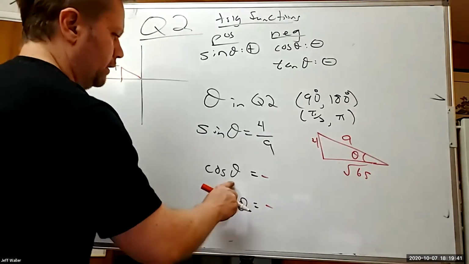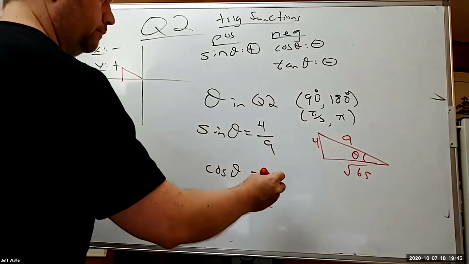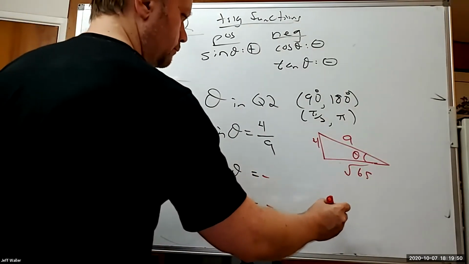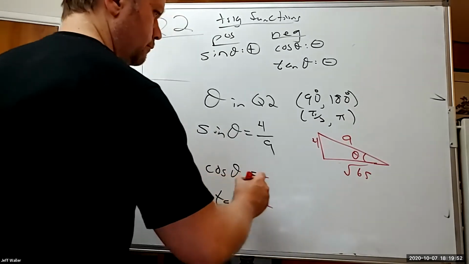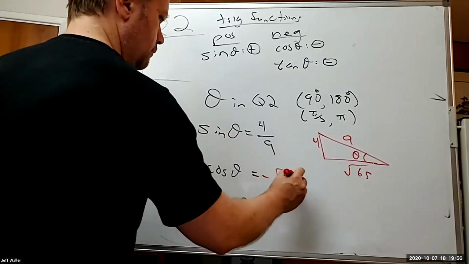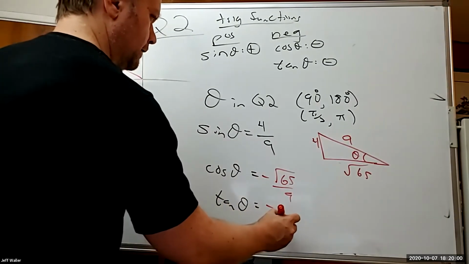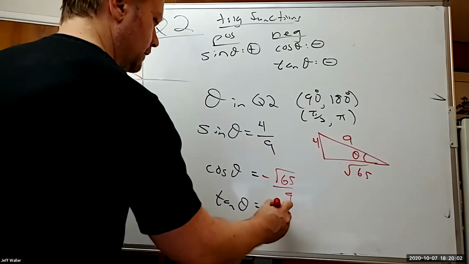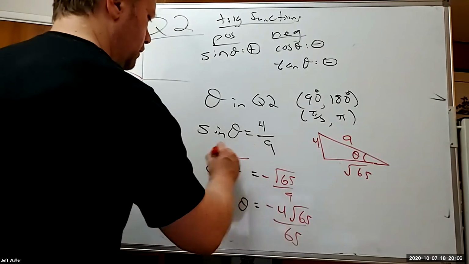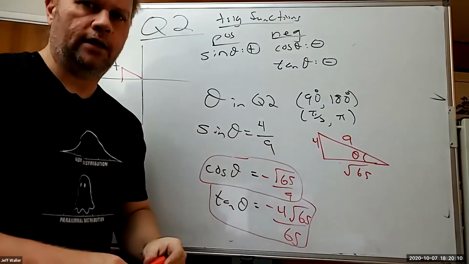So then what's cosine going to be? Square root of 65 over 9. And what's tangent going to be? 4 times the square root of 65 over 65. All right, I like it.